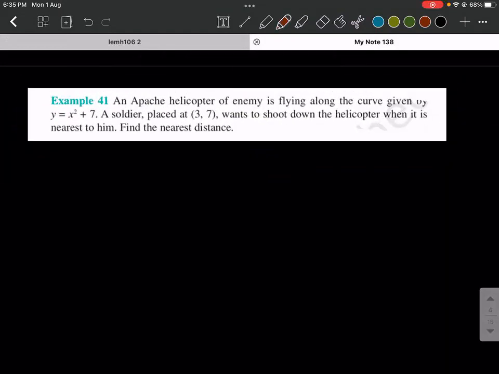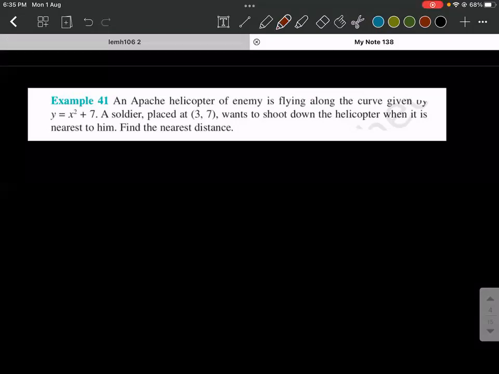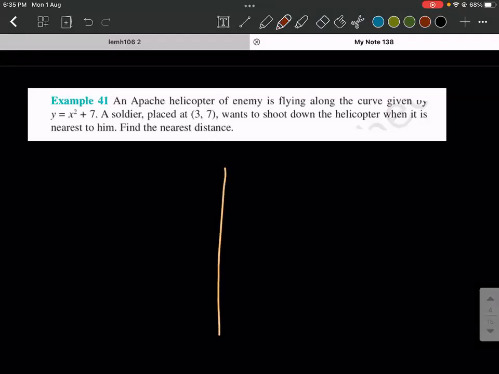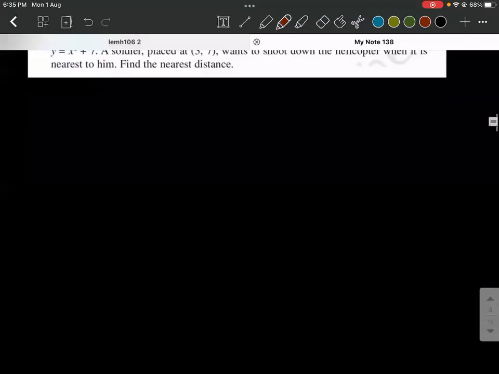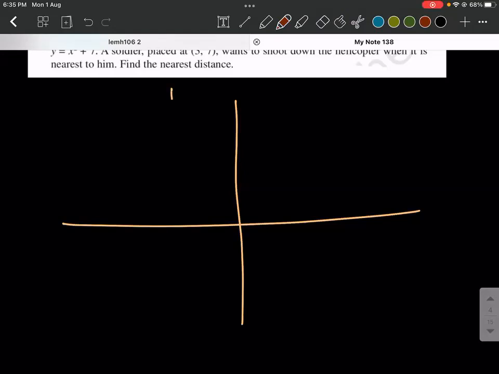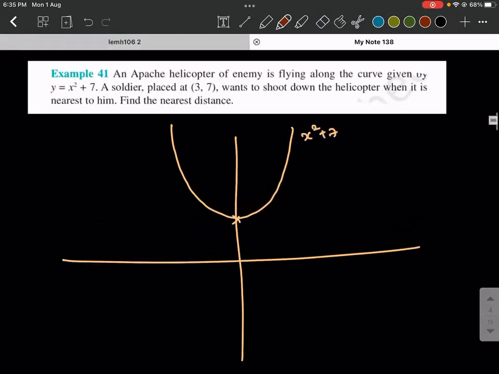So there is a helicopter of enemy which is flying along the curve given by y is equal to x square plus 7. Y is equal to x square plus 7 is what? What parabola? It is an upward parabola. Okay. A soldier placed at (3, 7) wants to shoot down the helicopter when it is nearest to him. Find the nearest distance.